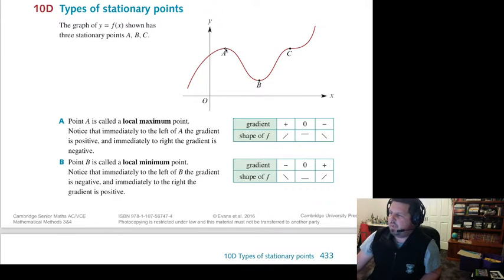Well, as we said, we know the gradient is 0 at each of these points, but what you can then do is look at what the gradient is just before the stationary point and just after the stationary point. So if we talk about stationary point A, just to the left of it you can see it's got a positive gradient. As we move from left to right, it's going up. Here there's no slope. And after that point, it's going back down again, so it's got a negative gradient.